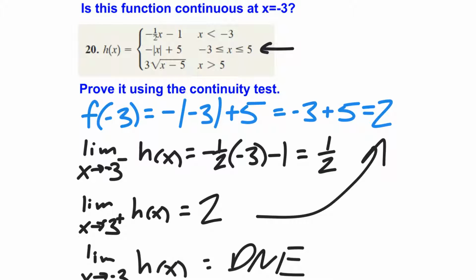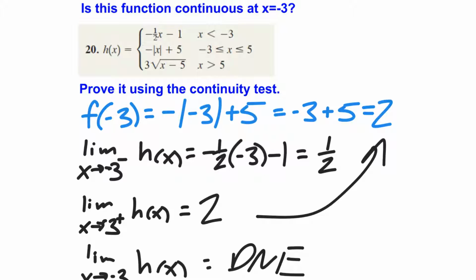Now, knowing that it does not exist, a little bit of follow-up question with that. What type of discontinuity is it at negative 3? It'd be a jump, yeah. Because the limit from the left is giving us a totally different number than the limit from the right. So that means it must be making a jump there.